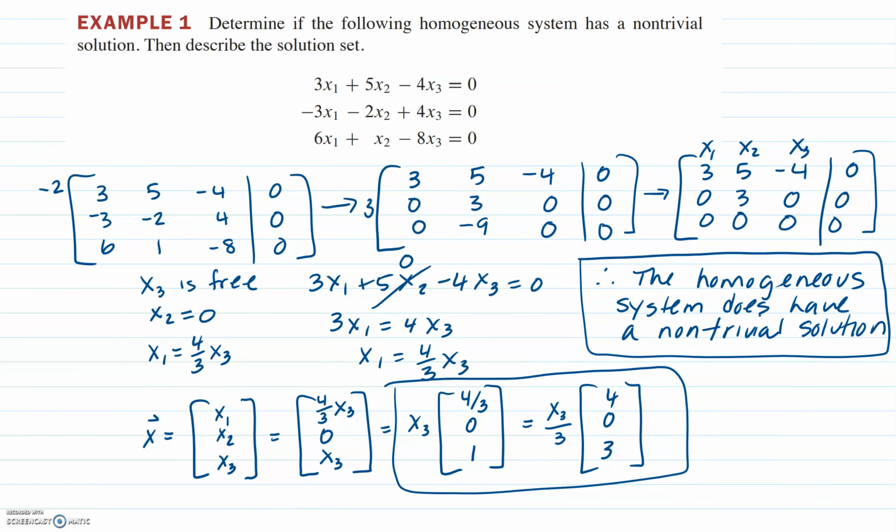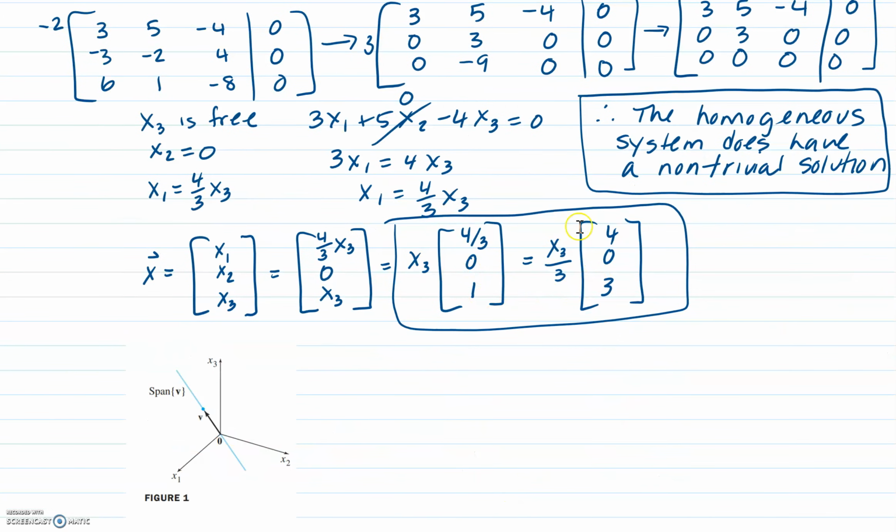What does this look like? It would be a vector with 4 on the x1, 3 on the x3, and 0 on the x2. So it'd be in the x1, x3 plane. It'd be a vector, times some constant, because it's just x3. x3 is in R, times that vector. So either one, you can see it would be the span of v.